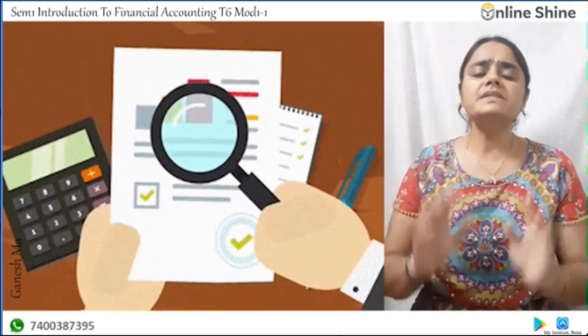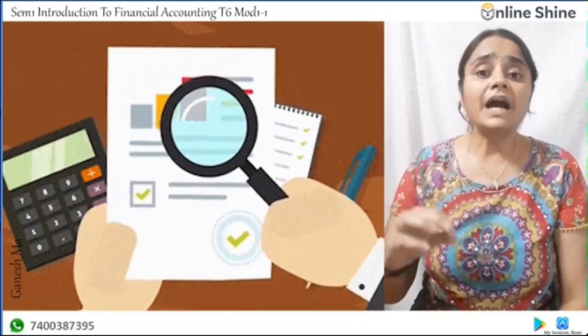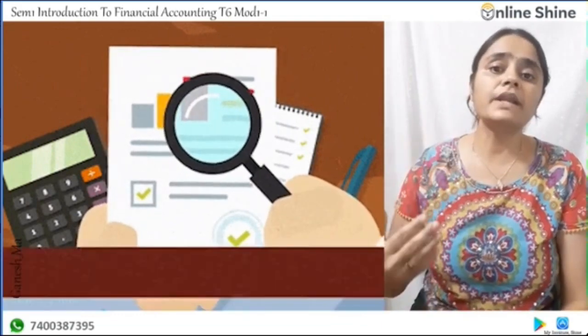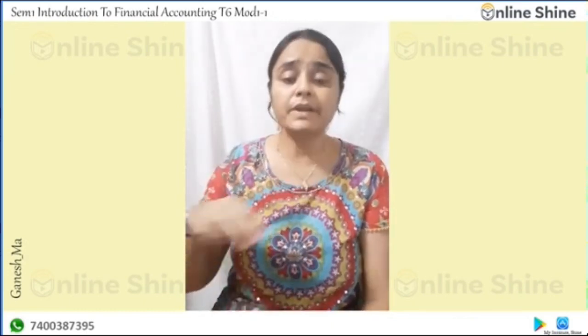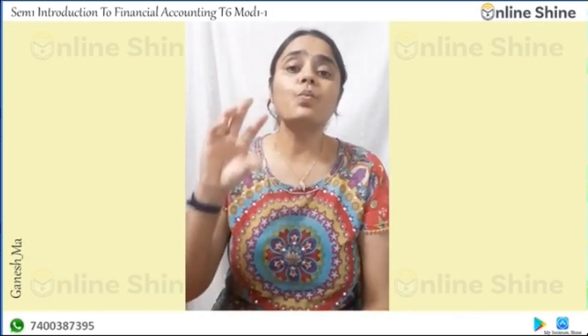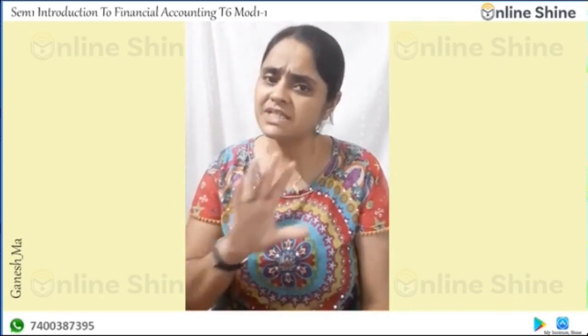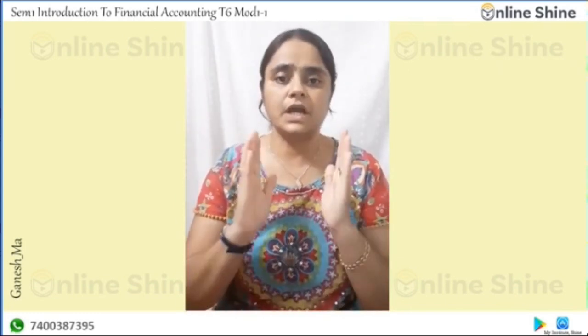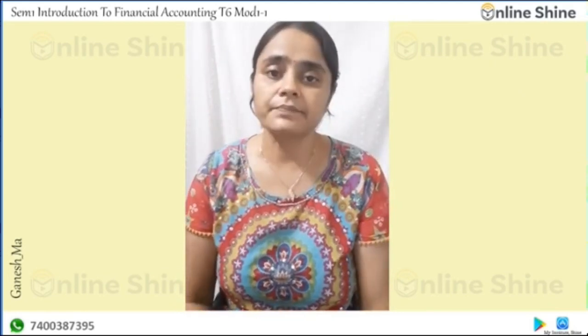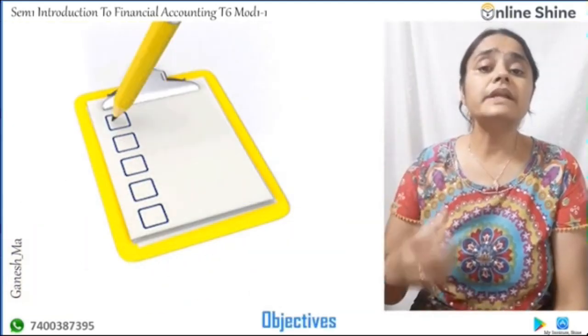So, bookkeeping is nothing but an art and science of recording and classifying all the business transactions which are happening during your accounting year into one set of books. So it just records and classifies your business transactions in a set of books, in account books which you are maintaining. Now, what are the objectives or the need for bookkeeping?